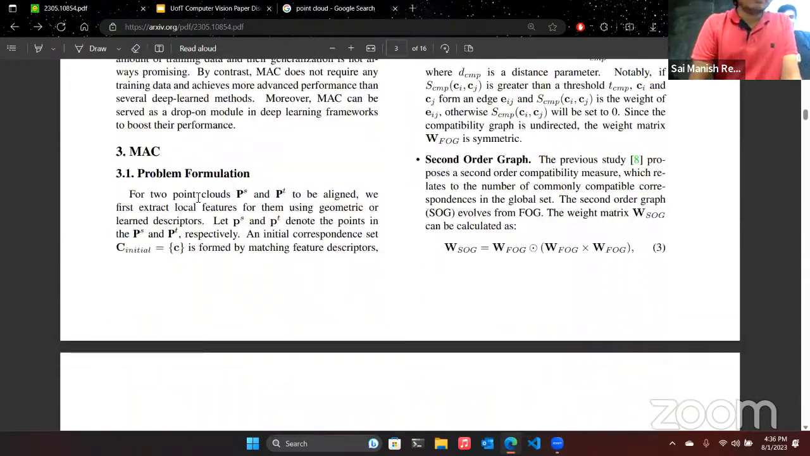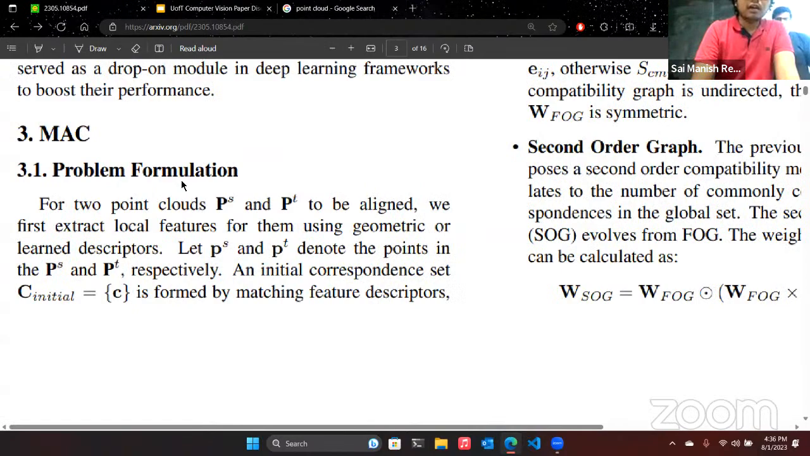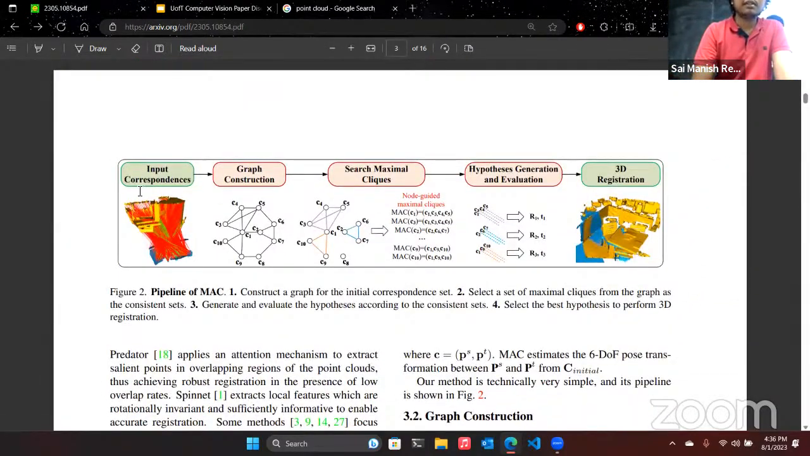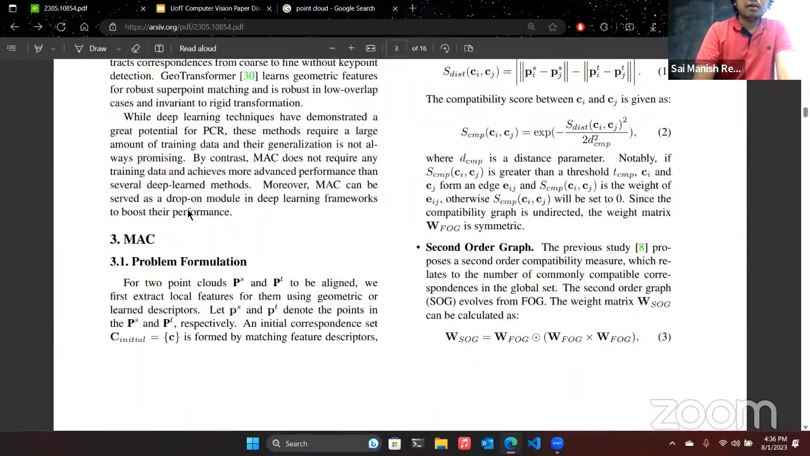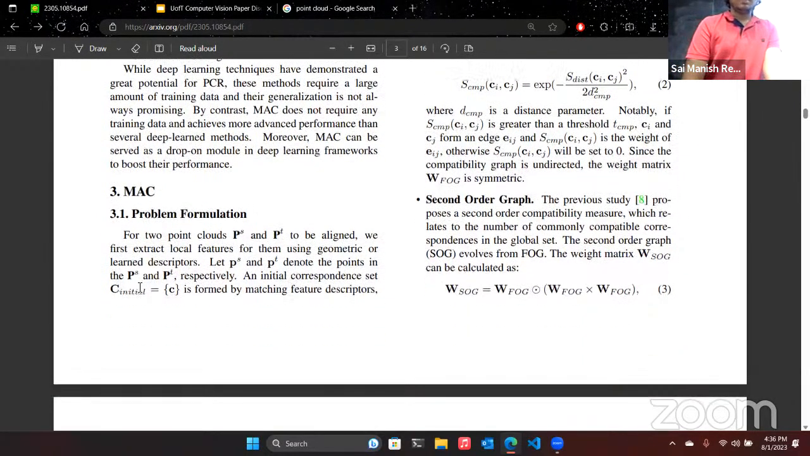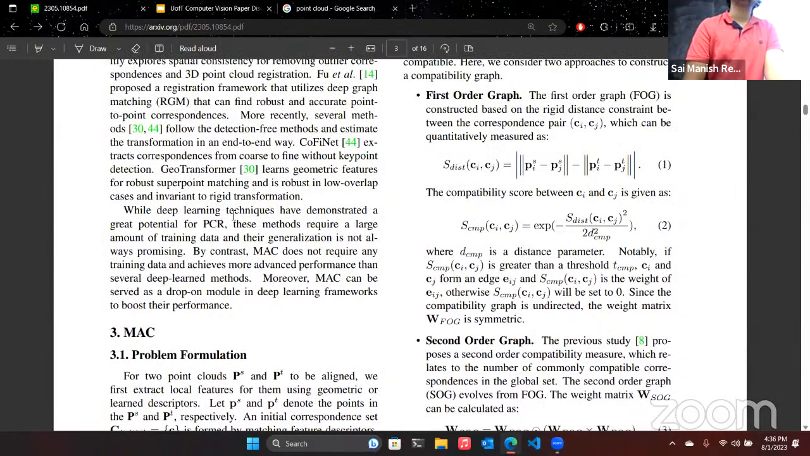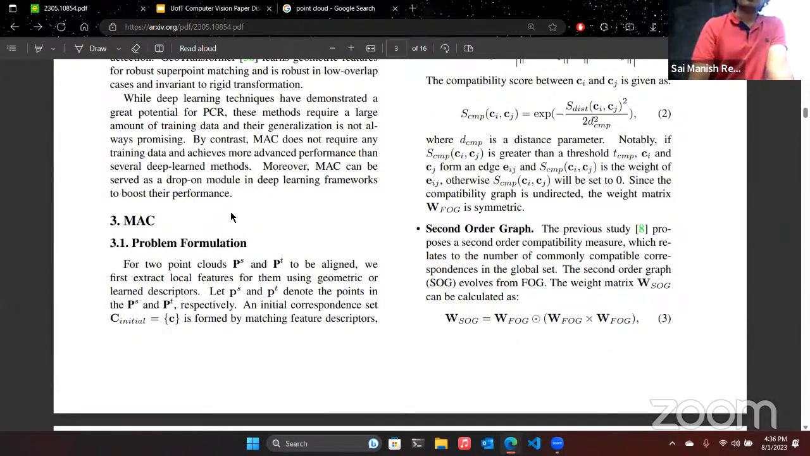Let's start with how MAC works. First we need to have the input correspondence. We have two point clouds, taken as capital P S and capital P T, to be aligned. And for this, we are using geometry only, and we're not using any deep learning methods here.